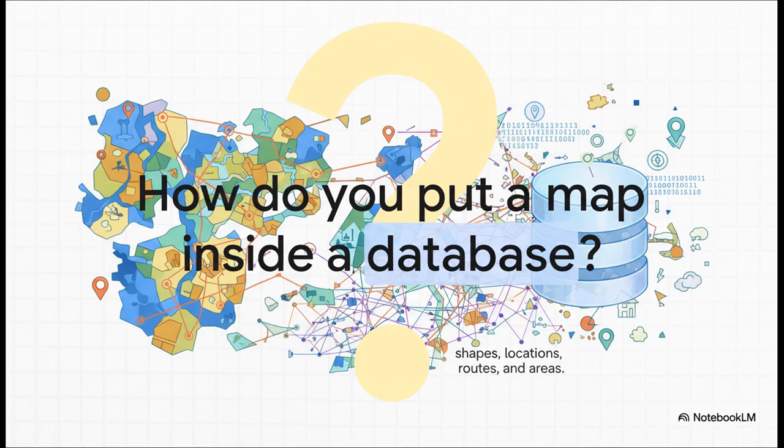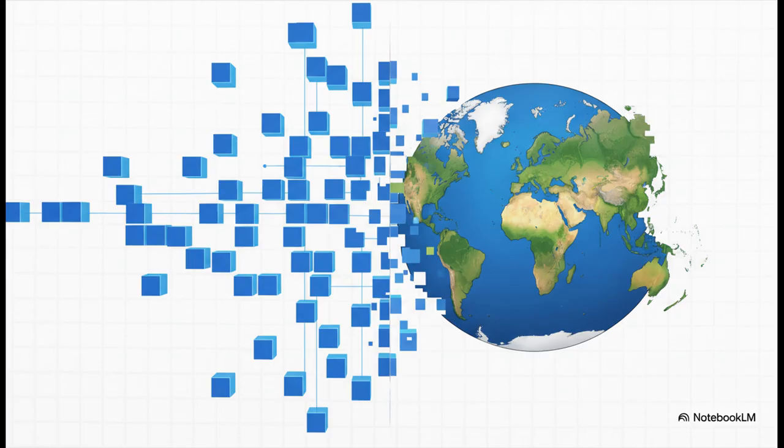Seriously, think about it for a second. A map isn't just a tidy list of names and numbers, right? It's all about shapes, locations, routes, areas. It's messy, it's complex, and it's nothing like a spreadsheet. And that right there gets to the very heart of the problem.